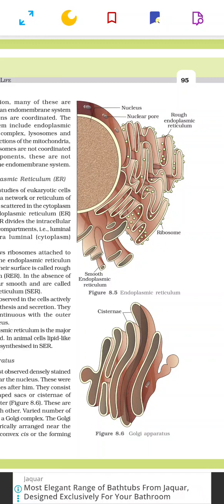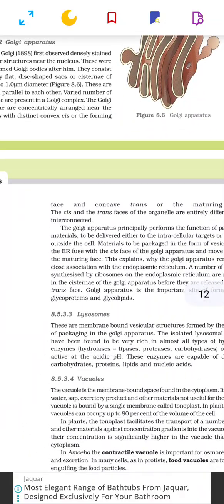Golgi apparatus also have stack-like structures called cisternae, and it has a forming phase which is the convex phase, also known as the cis phase, and the opposite end of the cis phase is known as the trans phase, or the maturing phase, or concave phase.